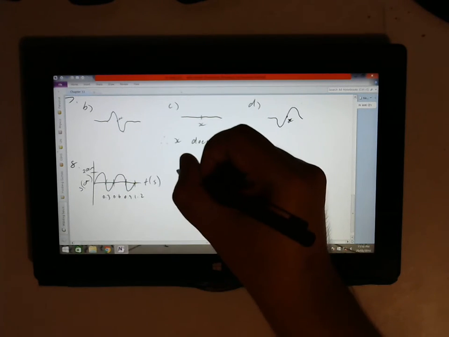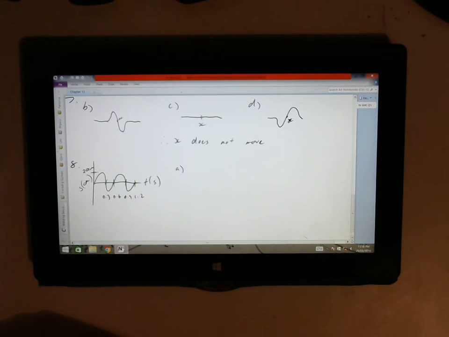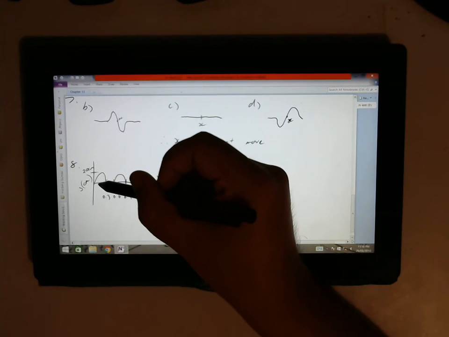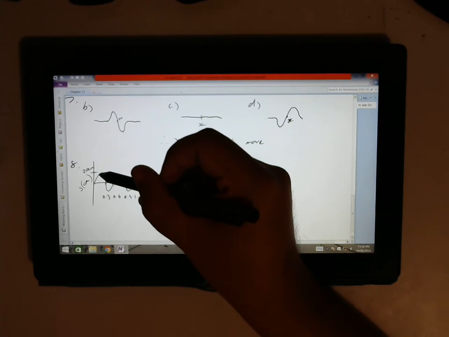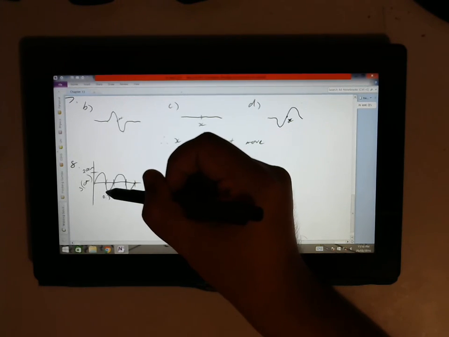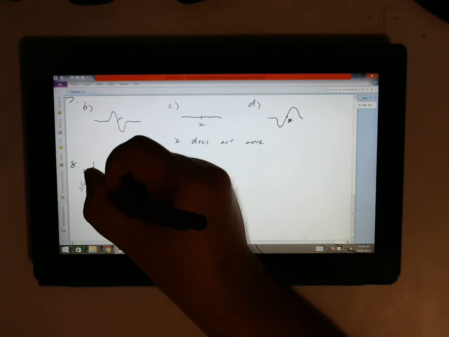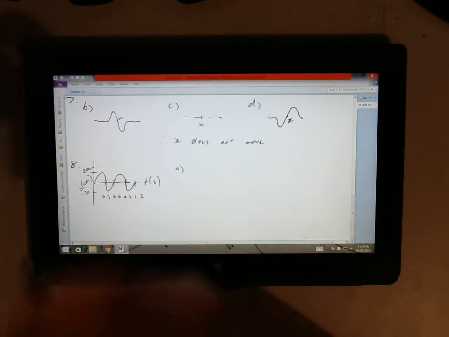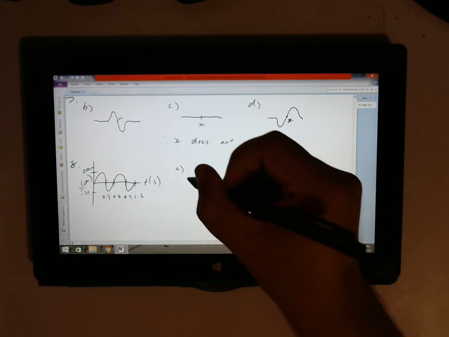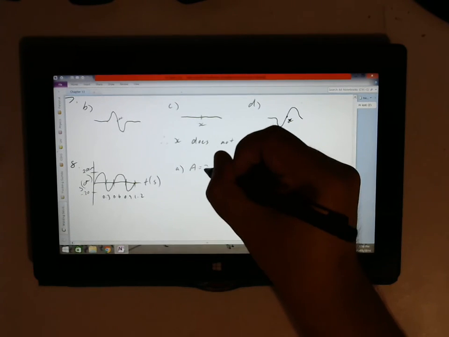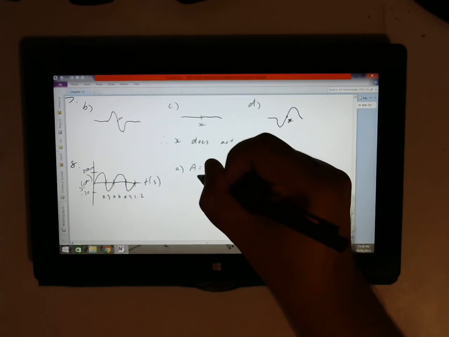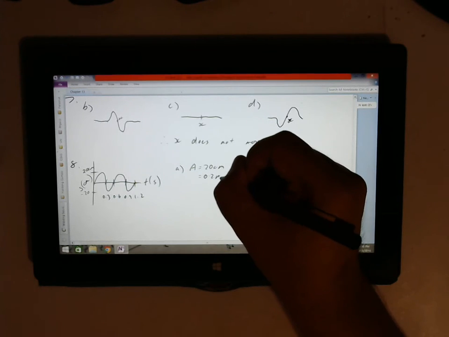Okay, so A, what is the amplitude? Amplitude is the distance from the mean to the top of the crest, or mean to the bottom of the trough. We only care about the size, not the direction. So in this case, we can see that amplitude is just 20 centimetres, or 0.2 metres.